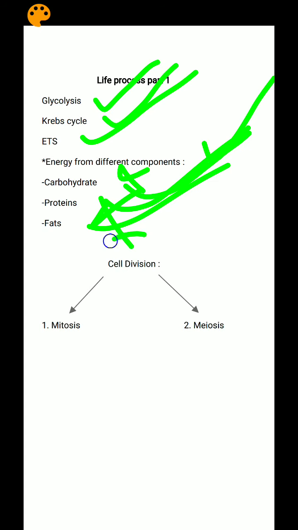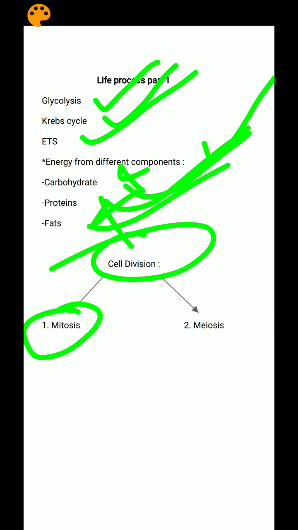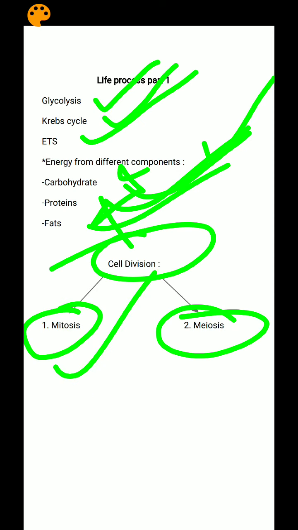Next important point from life processes part 1 is cell division. Cell division has two types: mitosis and meiosis. Mitosis generally occurs in somatic cells and stem cells. Meiosis occurs in the germ cells. Mitosis is used for growth and development, and meiosis for reproduction.